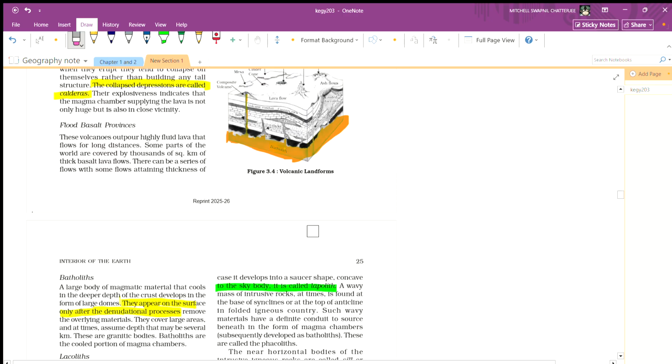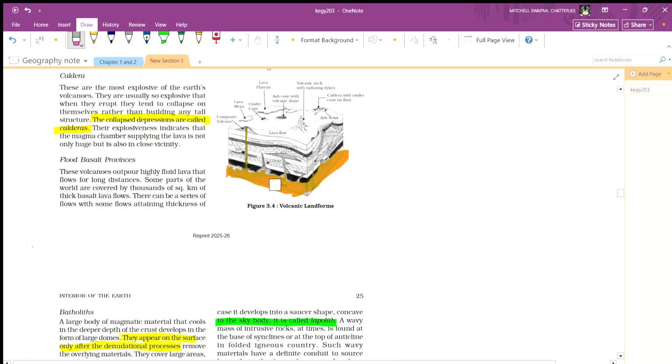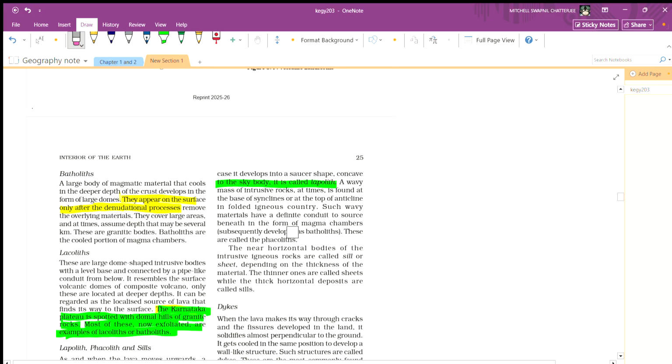Let's see where it is. Phacoliths. I think phacoliths, but I can't see them. Eroded laccoliths. There are also laccoliths. Diatreme.